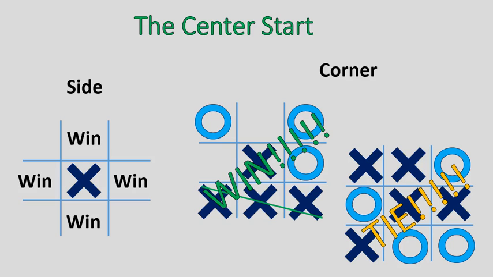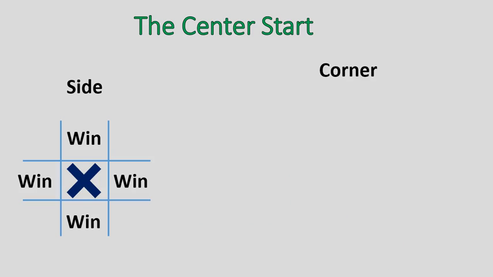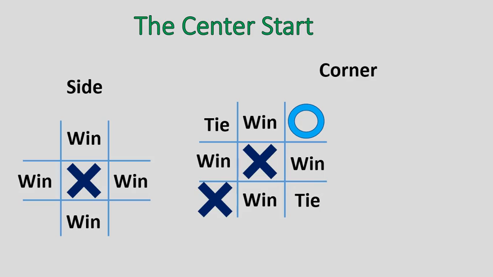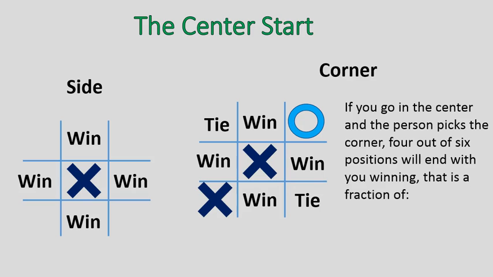So what that says as far as this goes, I'm going to clear the board here and just show you a little bit. If you go in the center and the person picks the corner, then four out of the six positions will end in you winning. All right. So again, you go in the center, they go in a corner, you pick this other corner because that's the only option that really makes sense at that point. And then you set up a fraction of two-thirds of the time you will win. All right. And that's an important fraction, and you'll see why here in just a second.